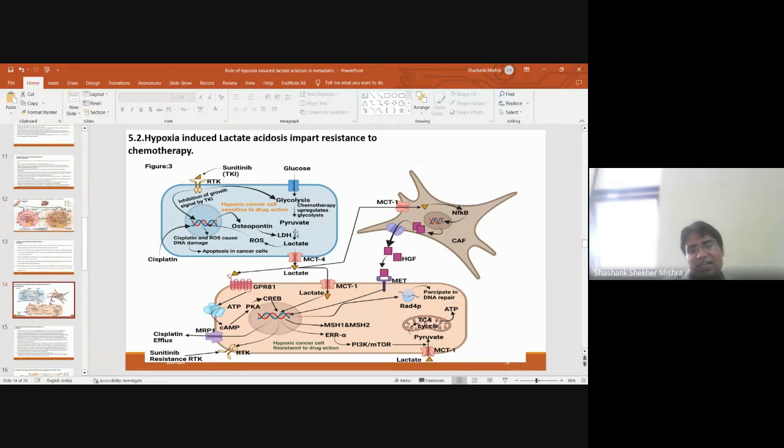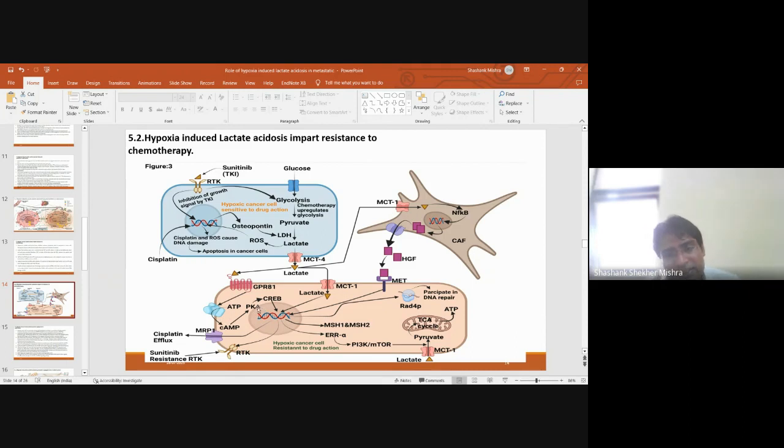This lactate dehydrogenase ultimately enhances the conversion of pyruvate into lactate, which is pumped out into the tumor microenvironment. Once in the tumor microenvironment, lactate enters another cancer cell through the MCT1 receptor, where it acts on the DNA. This is one mechanism, and lactate can also act on this foreign cell through the GPR81 receptor.